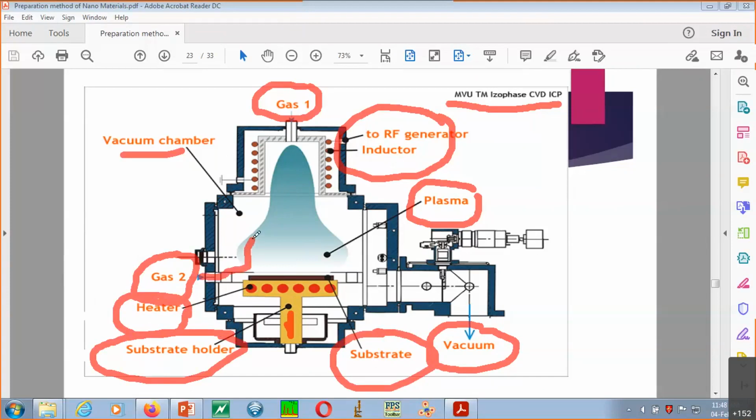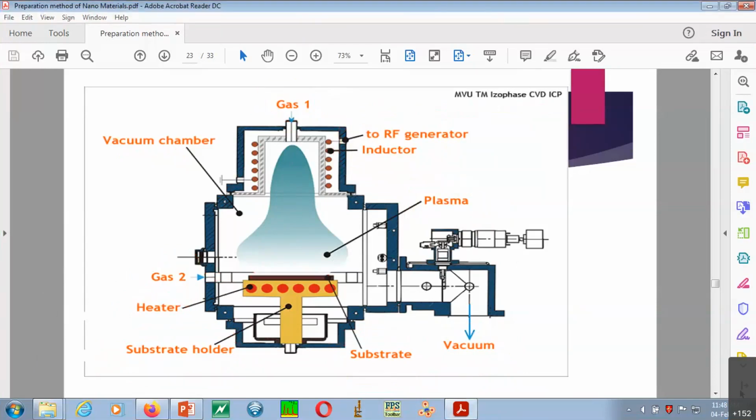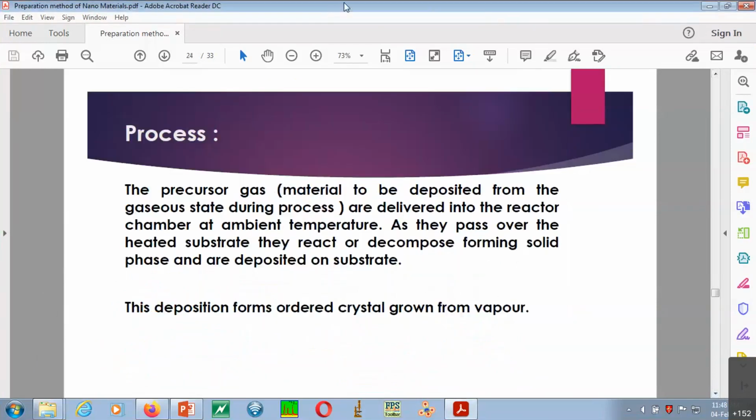These gases are allowed in over here. Okay, they react with each other, and whenever they come in contact with this heater, they will be deposited over here. Okay, so that is the simple logic we are going to use in this. The same thing they have written. There it is. Let me go through that one more time.